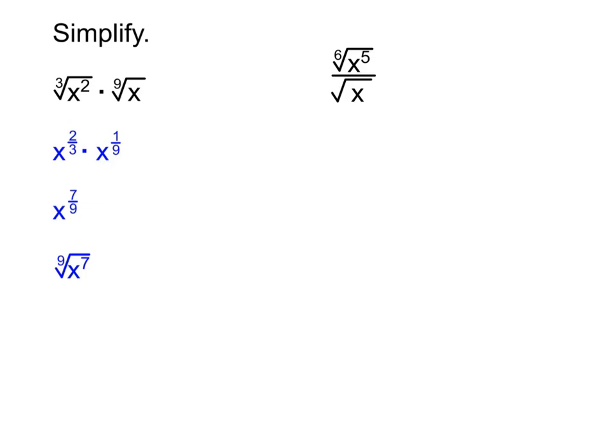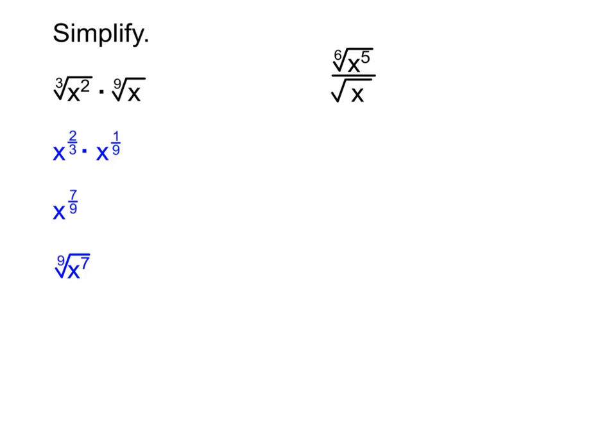As you might expect, the next problem is going to be somewhat similar because in this one, we again have a radical and a radical. The only difference is that this time I'm dividing instead of multiplying them. The only difference that's going to mean then is that instead of adding my exponents, I'm going to be subtracting my exponents. That's about the only difference.